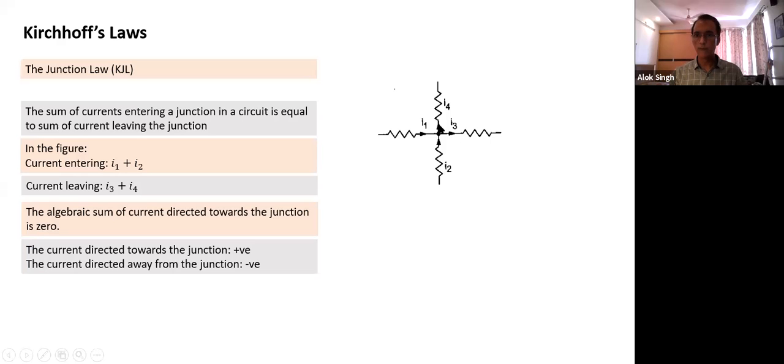So for this junction, if we apply the second way of writing Kirchhoff's junction rule, I1 is directed towards the junction and is taken as positive. I4 is directed away from the junction and is taken as negative. I3 is also away from the junction, so negative. I2 is directed towards the junction, so positive. So if I write the sum of all 4, I1 plus I2 minus I3 minus I4 is equal to 0. That's the alternate way we can write it. That's Kirchhoff's junction law or junction rule, which is extremely simple.